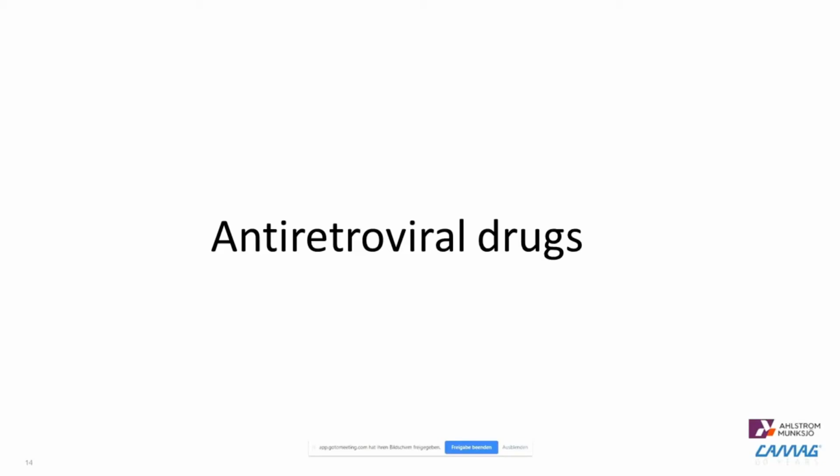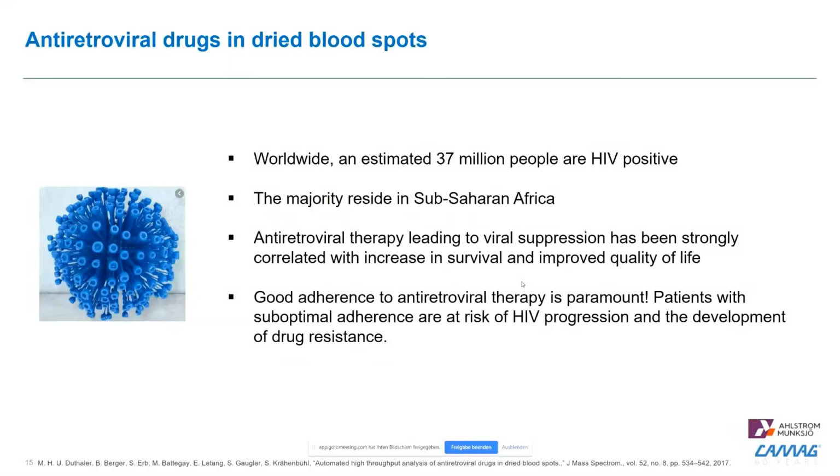So let's take a look at a few specific method examples. The first one I would like to show you is the antiretroviral drugs. So worldwide, an estimated 37 million people are HIV positive, and the majority is living in the sub-Saharan region of Africa.